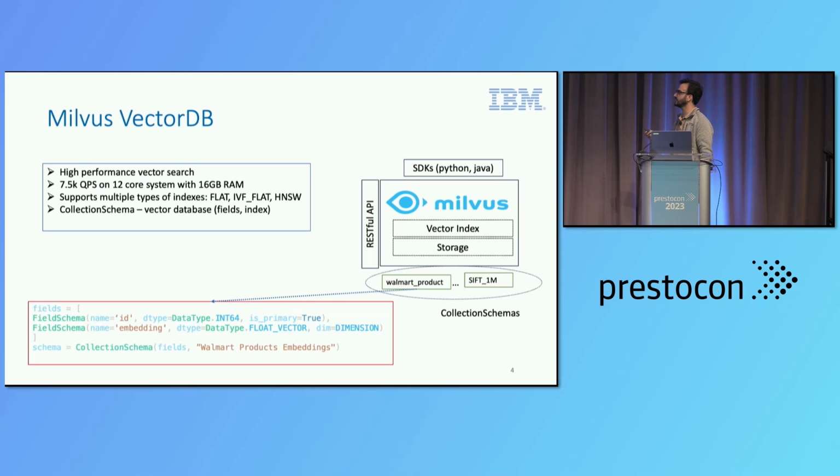For example, here we have one of the schemas. There's a Walmart schema, and you can see that it has two fields defined here. One is the ID field, which defines its unique key, and the second one is the embedding field, which is of data type float vector, in which you also have to define the dimensionality of this float vector. And along with these schemas, you also define the indexing on this type of embeddings.